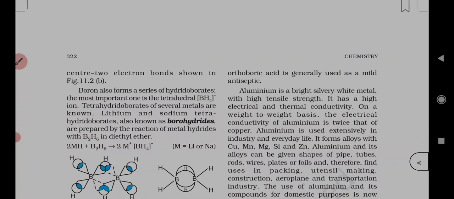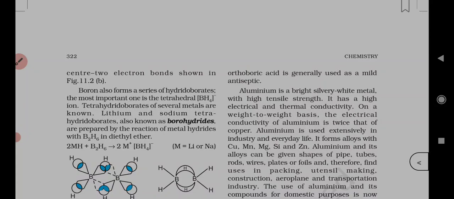Boron also forms a series of hydridoborates. The most important one is the tetrahedral BH4 minus ion. When we were heating diborane, BH4 minus was formed as an intermediate. So boron also forms a series of hydridoborates. The most important one is the tetrahedral BH4 whole minus.